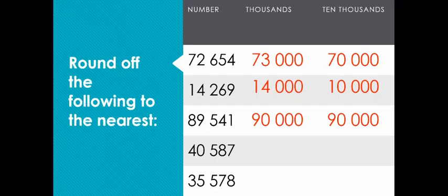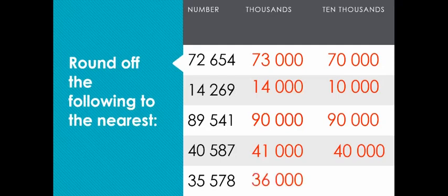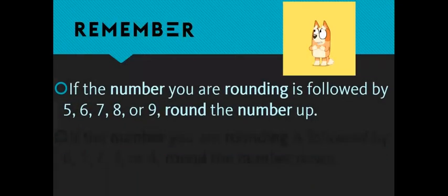Number 4, 40,587. Round it off to the nearest thousands. The answer is 41,000. Round it off to the nearest 10,000s. The answer is 40,000. Number 5, 35,578. Round it off to the nearest thousands. The answer is 36,000. Round it off to the nearest 10,000. The answer is 40,000.